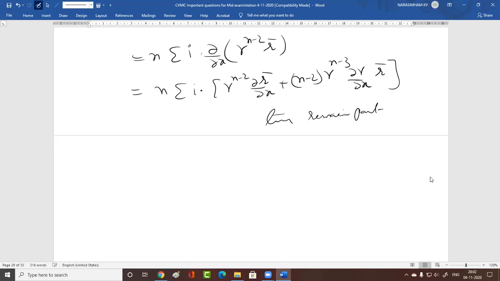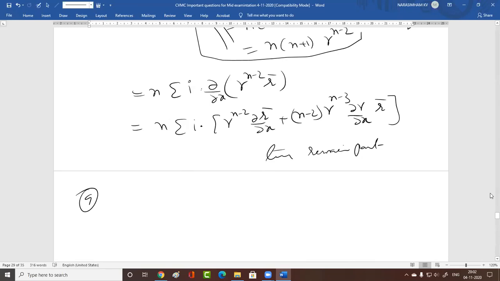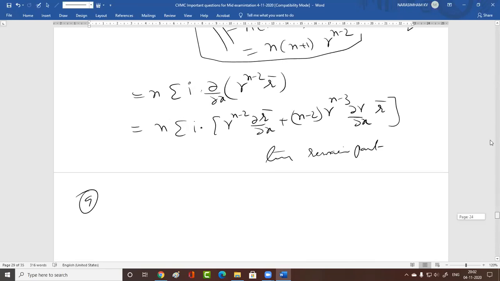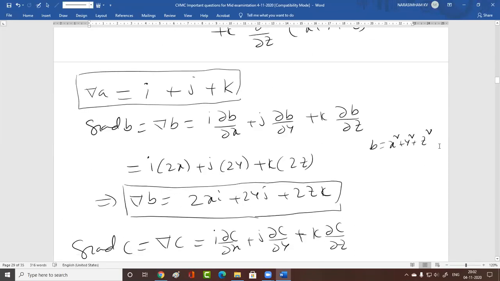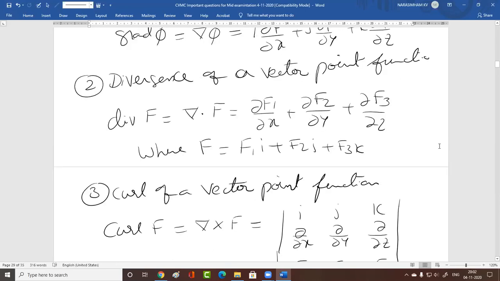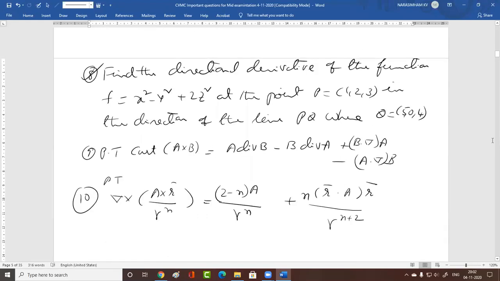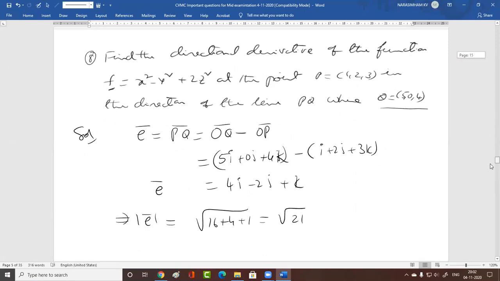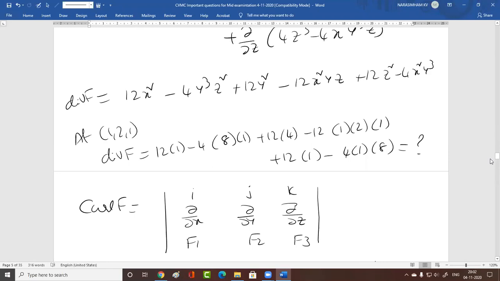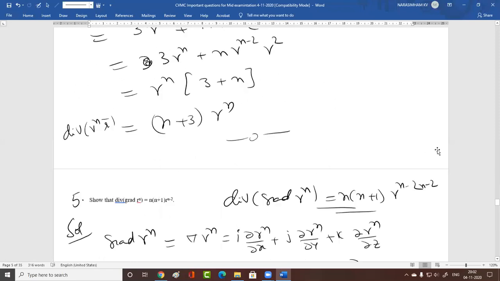Now coming to the ninth question. What is the ninth question? I forgot the question. Okay, curl of A cross B. Very easy. Don't worry, this is a very simple question. This is called a vector identity, one of the vector identities.